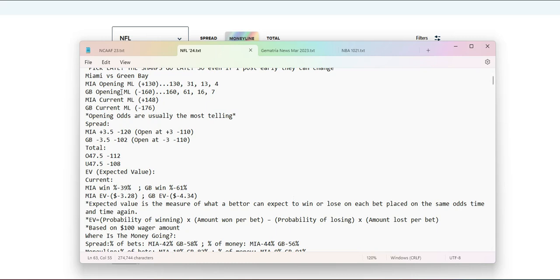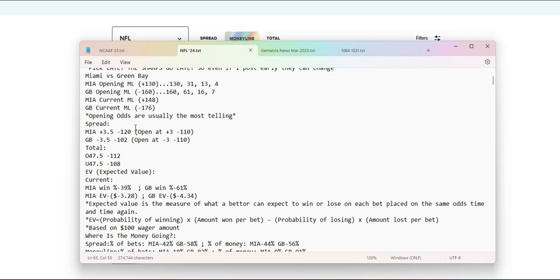All right, opening money line for Miami versus Green Bay, plus 130 opening for the Dolphins, minus 160 opening for the Packers. Odds have been reduced to the right. Separate the integers, add them together. Plus 148 current money line, minus 176 money line for the Packers.